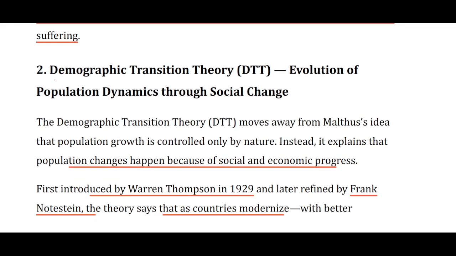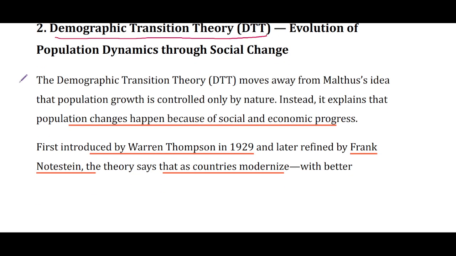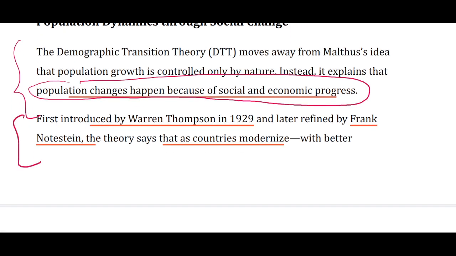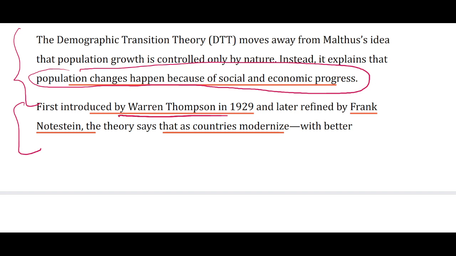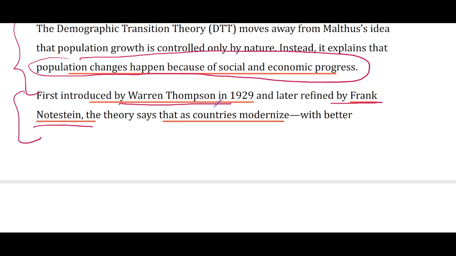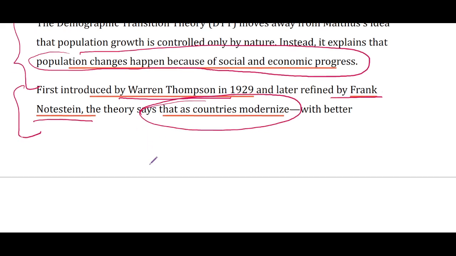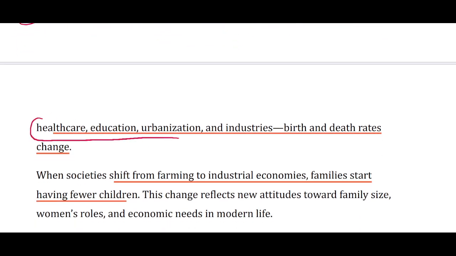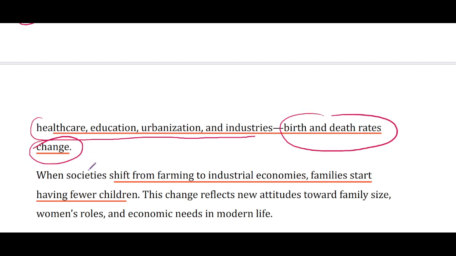So the second theory is demographic transition theory. This theory explains that population changes because of social and economic progress. This concept was first introduced by Warren Thompson in 1929 and later refined by Frank Notestein. This theory says that as countries modernize, as civilizations and cultures modernize because of healthcare, education, urbanization, and industries, birth and death rates change.